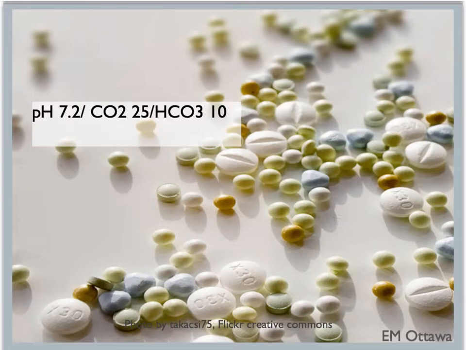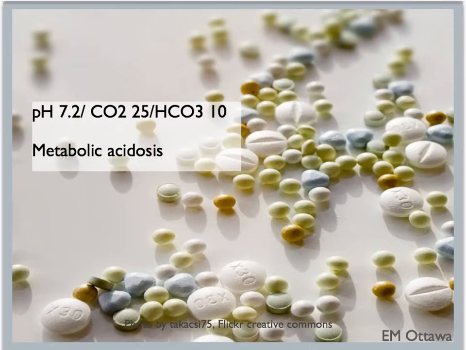Let's go back a bit to our patient. In our patient, his blood gas shows a pH of 7.2, which is acidotic. His bicarb is low, pointing towards a metabolic acidosis. In compensating for that acidosis, he's blowing off his CO2, causing a low CO2. Therefore, our patient has a metabolic acidosis, likely because of this toxin.